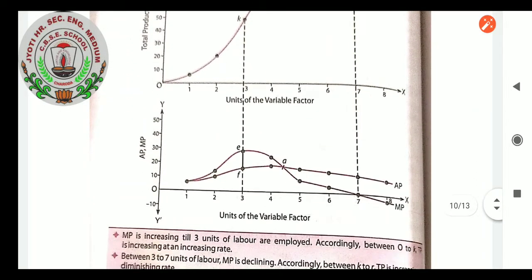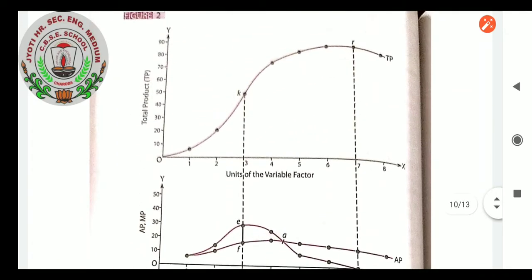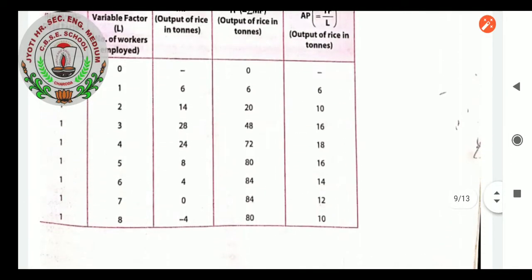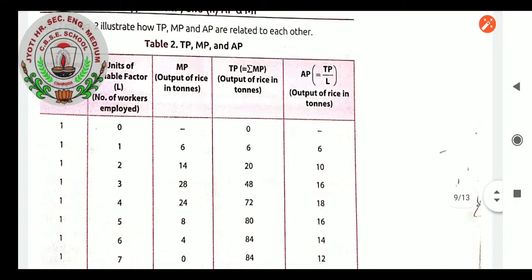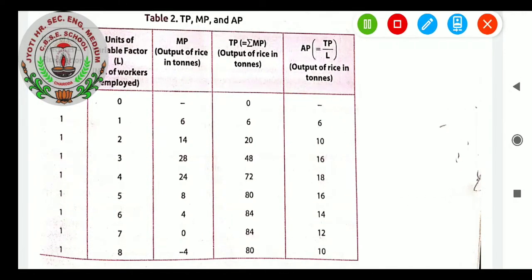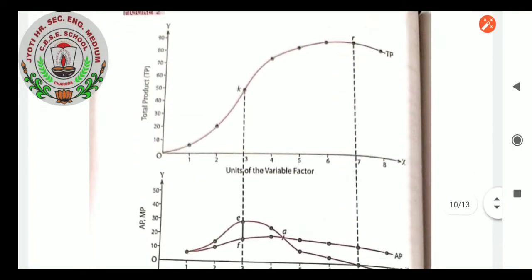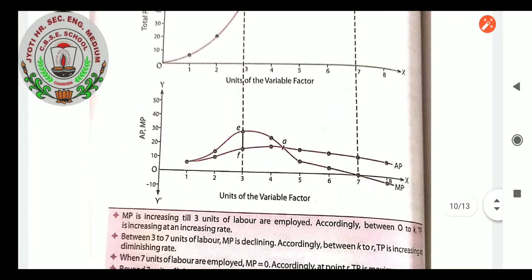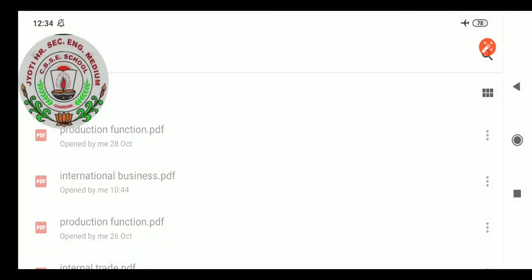Again, the graph is there, with units of the variable factor on the axis. So, you can calculate there. These two graphs, first of all MP, you can see these values are there. If you plot these values in the graph, you will get the MP, and in the second graph you will have to make the TP, with the units of the variable factor, and one is the MP and the AP.